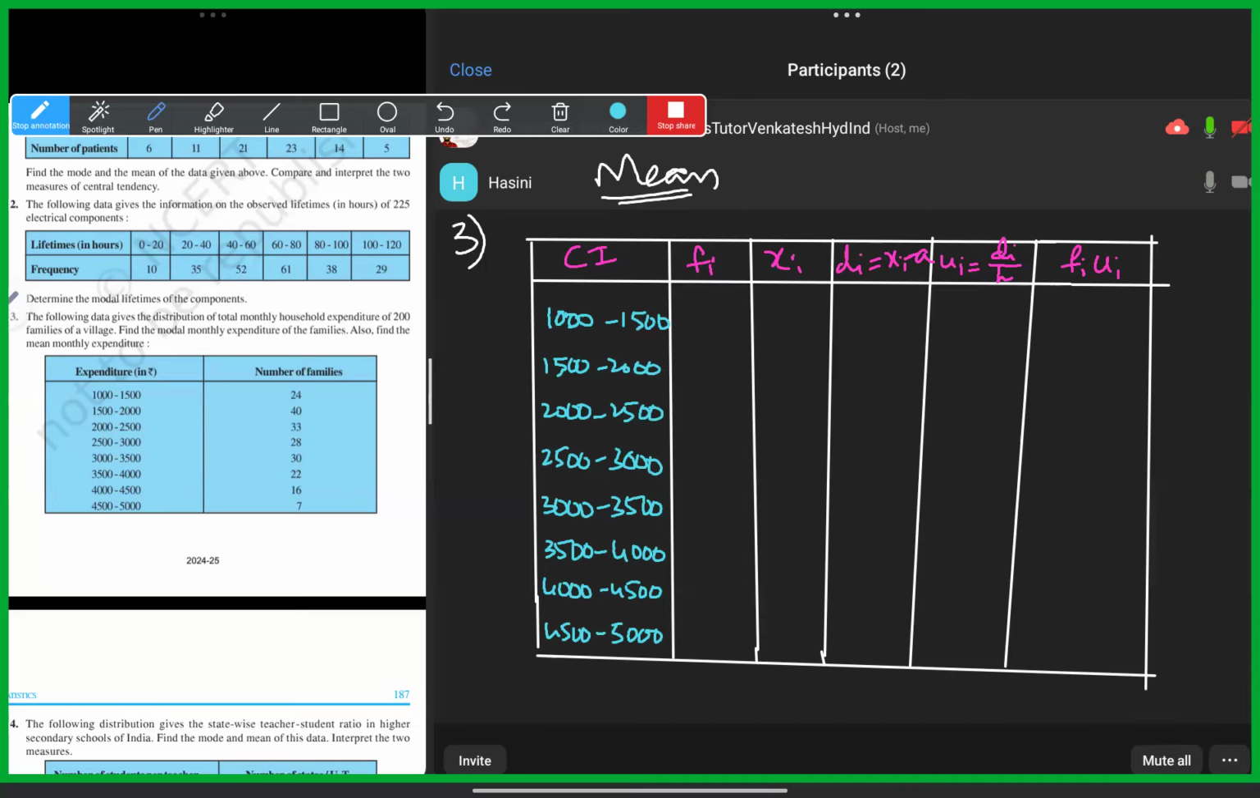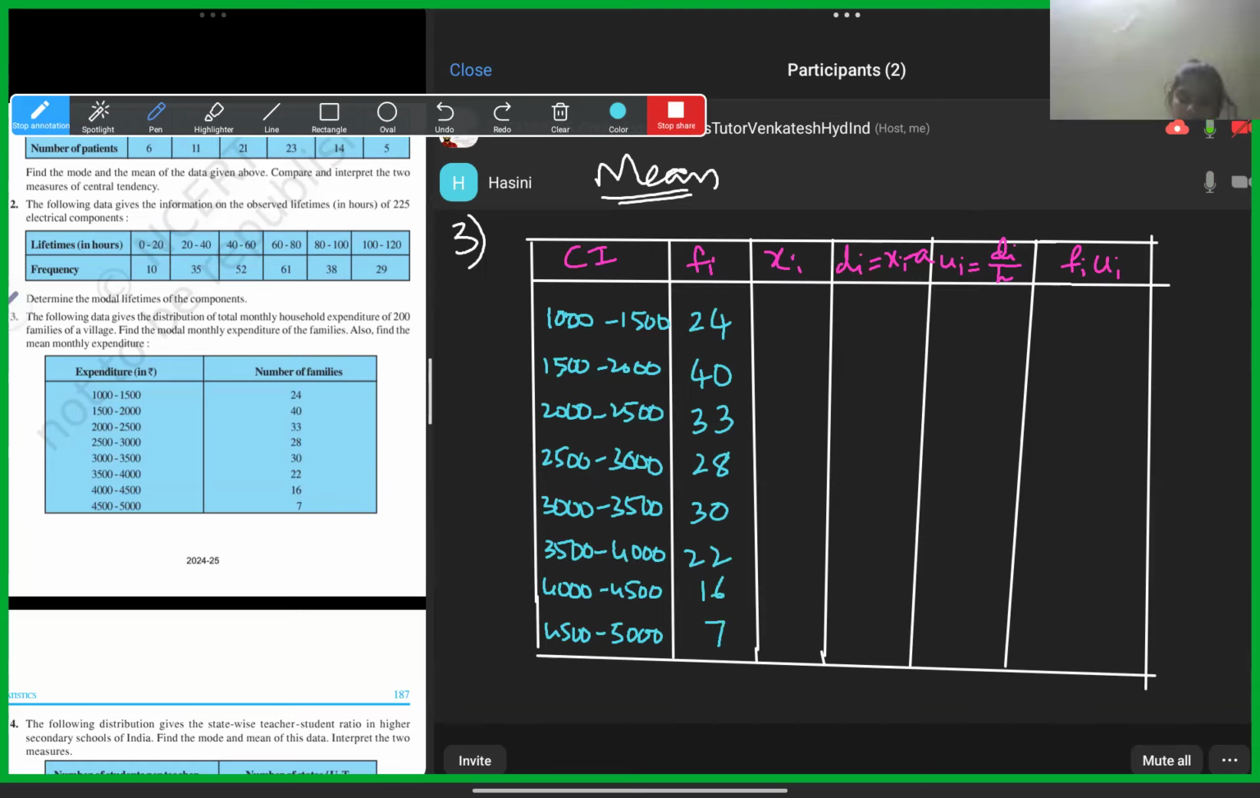Now the frequency values: 24, 40, 33, 28, 30, 22, 16, and 7. Okay?